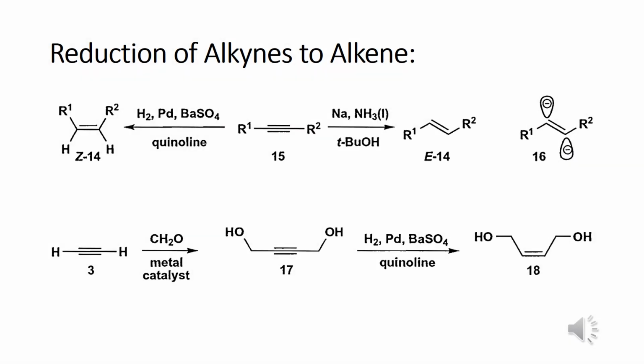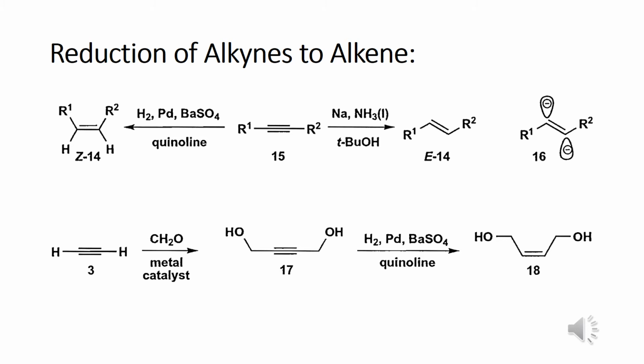Next is the reduction of alkynes to alkenes. In the reduction of alkynes to alkenes, we can see the acetylene adducts are important in their own right, but they are valuable intermediates because disubstituted acetylene, which you can see in structure 15, can be reduced to either the E or Z isomer of alkenes by different reducing agents.